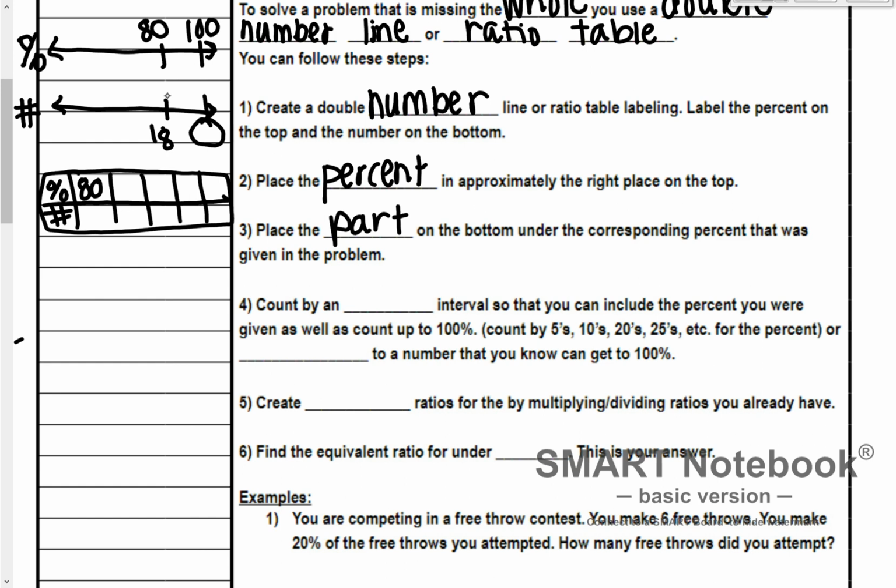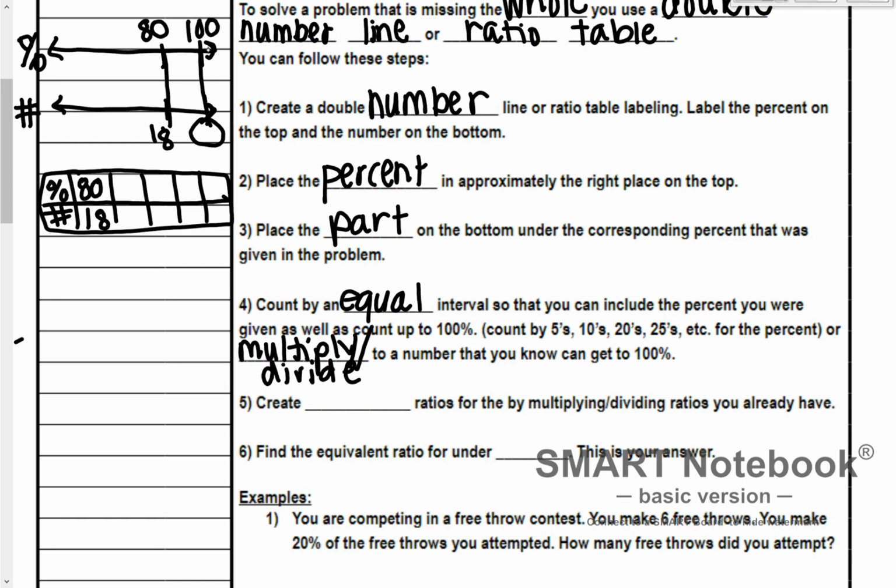Remember, we can either do two different hash marks, or we can connect them if it's easier for you to know which number lines up with which number. In a ratio table, we'd put the 80% with the 18. All right. When we're doing a double number line, we count by an equal interval. Or what you can do is multiply, and I'm going to say or divide because it depends on what number we're given, to get a number that'll get us eventually to 100%.